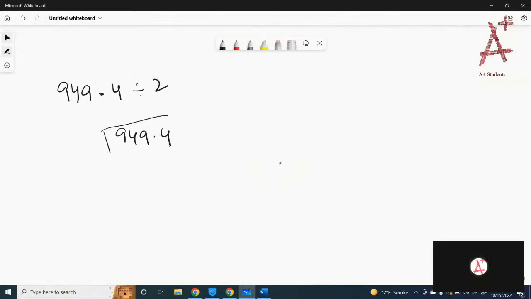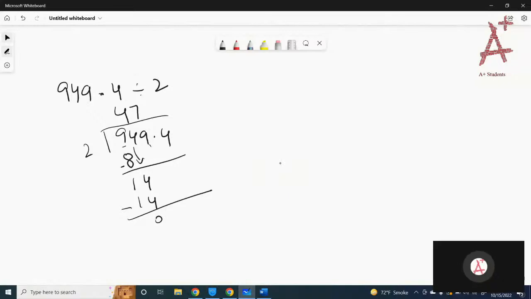949.4 divided by 2. You have to count the table of 2 until you get 9 or a number that is less than 9. So 2 times 4 is 8. 9 subtract 8 is 1. Bring the 4 down. We can go for 2 times 7 is 14. 14 subtract 14 is 0.